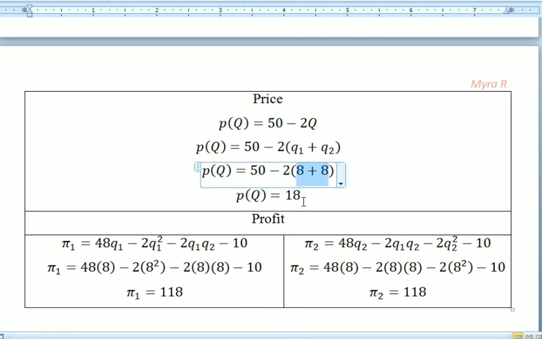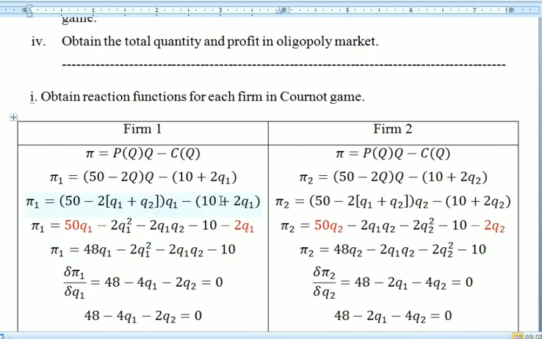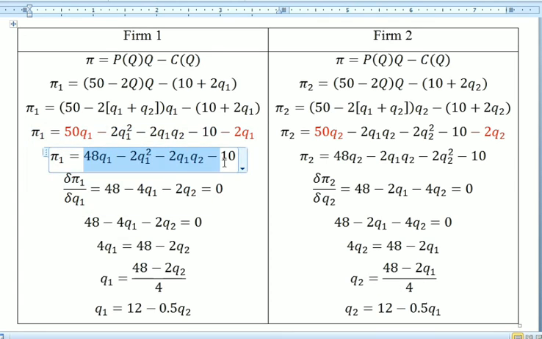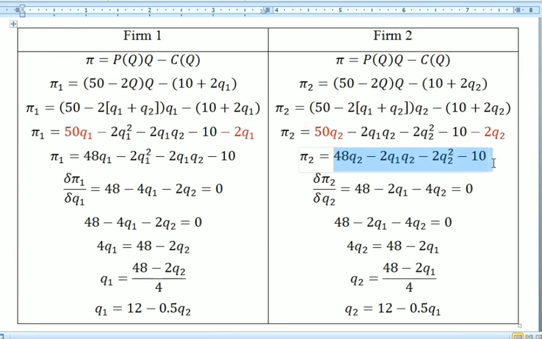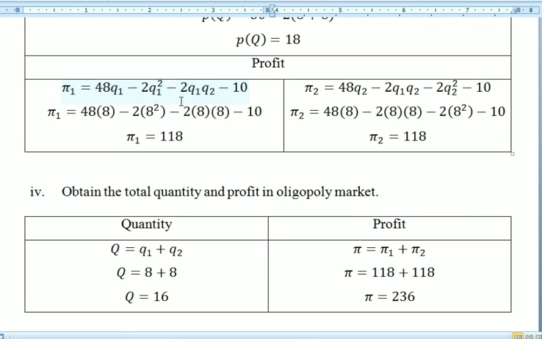Then for the profit, we just rewrite the profit from our previous calculation. We rewrite profit 1 and profit 2, so you don't need to recalculate. We substitute Q1 and Q2 equal to 8 and solve the equation. So we get profit 1 equal to 118 and profit 2 also equal to 118.